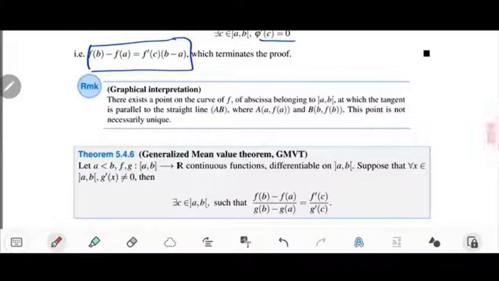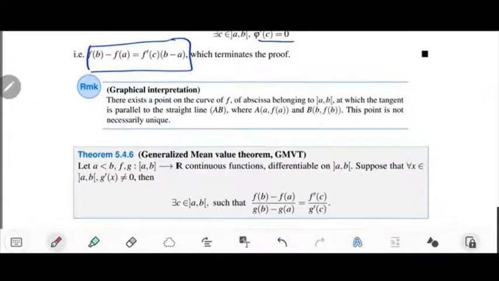Now this mean value theorem can be generalized into this form. If you have two functions f and g, continuous and differentiable on [a, b], and if you suppose that g prime is never equal to 0, then there exists c in (a, b) such that f of b minus f of a over g of b minus g of a is equal to f prime of c over g prime of c.